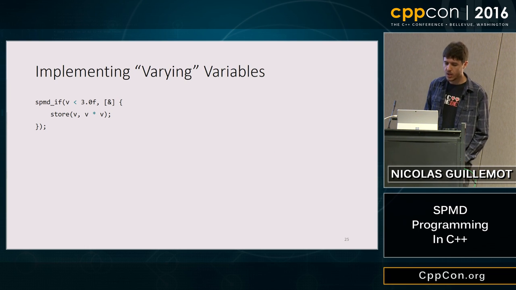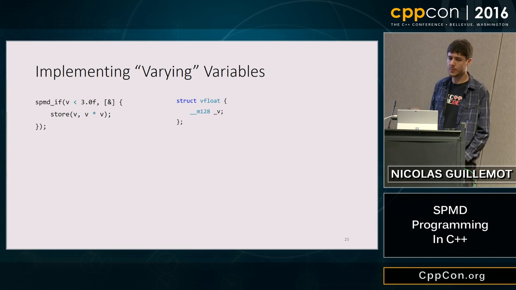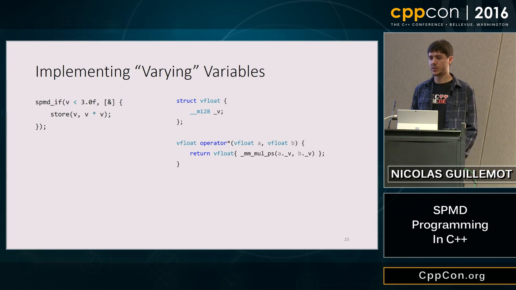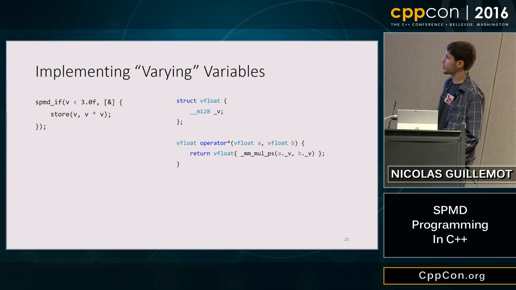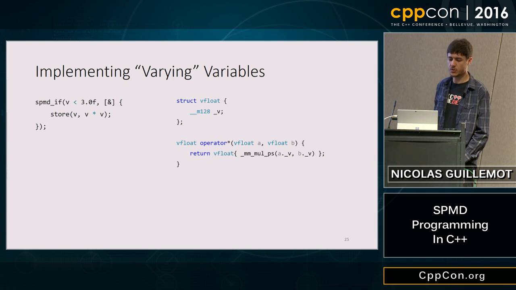All right, so now to implement the varying variables, like v here, which is like a vfloat, I'm just gonna quickly show you, again, the simplified version of how this is implemented. The vfloat and vint classes are basically just wrappers for M128 types or M256 types, whatever is the intrinsic implementation detail data type. The mathematical operations like the times operation are just implemented with operator overloads. And so here, if you do operator times on two vfloats, it just does a multiply-ps, a multiplication of two packed single precision floats.